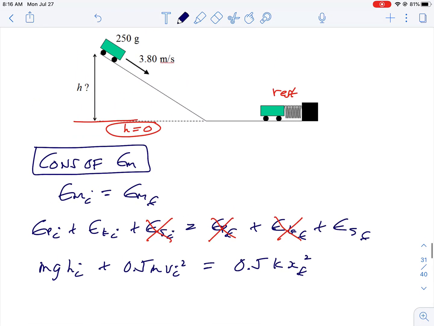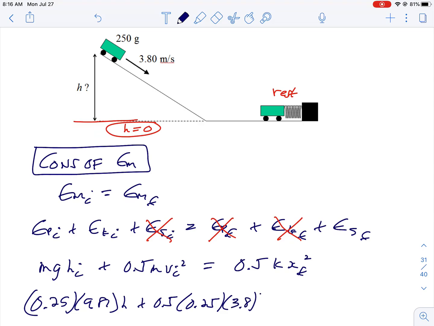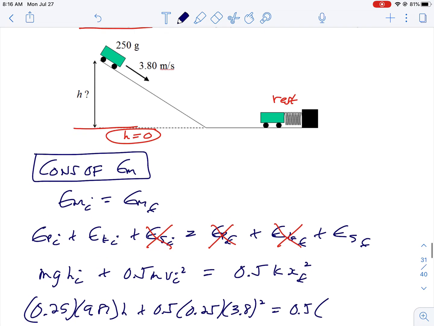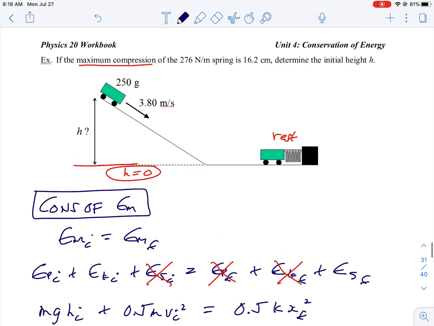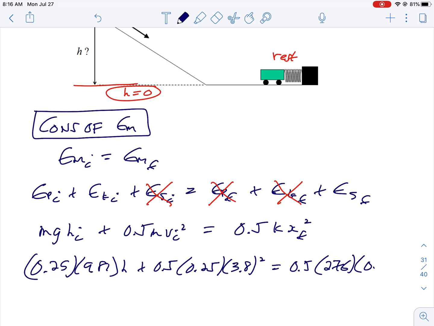All right, let's make sure we go with standard units here. So the mass is 0.25 kilograms times 9.81 times h plus 1/2 times 0.25 times the initial speed, which is 3.8, and don't forget to square that, equal to 1/2 k. The spring constant is 276 newtons per meter, so 276. And we're told that it has been compressed 16.2 centimeters. That is x, how much has been compressed. So that would be 0.162. Again, don't forget to square that.